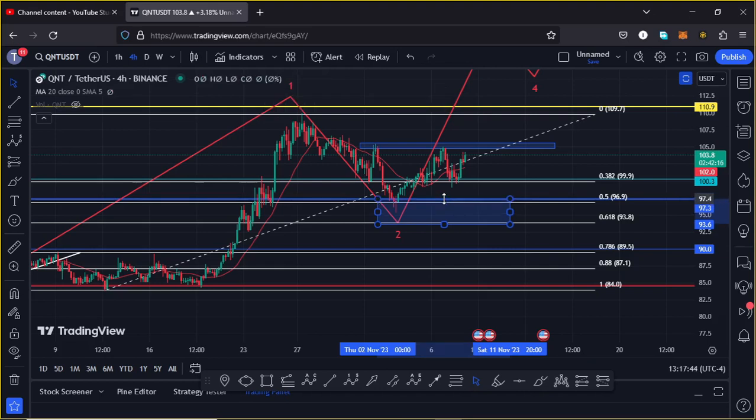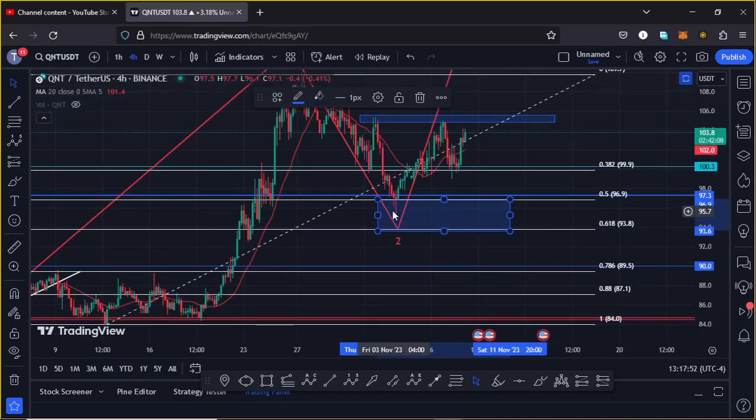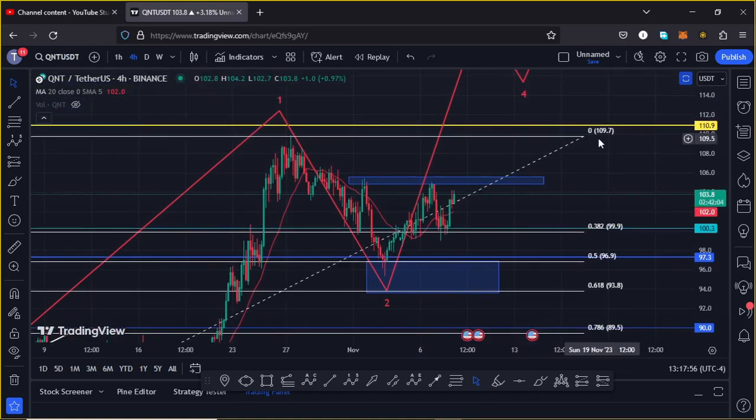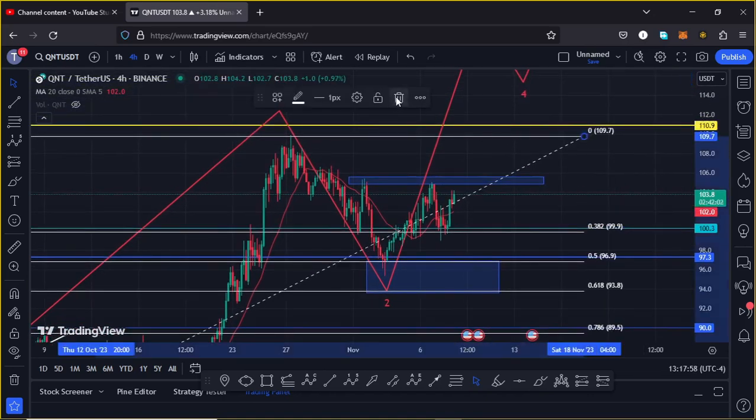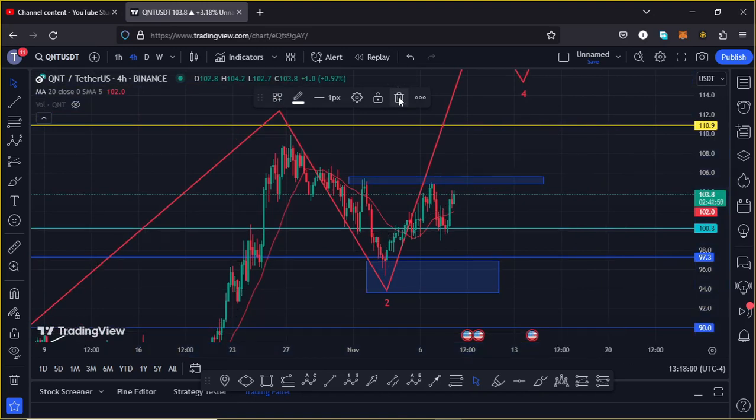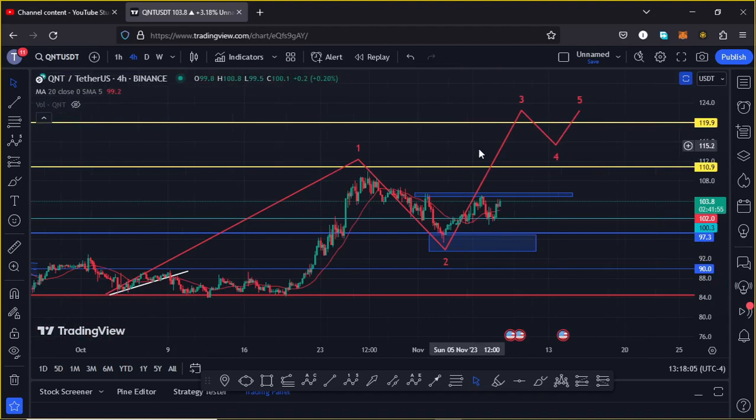But you can easily see that we managed to get into the area between the Fib level 0.5 and the Fib level 0.618, giving us a low at around the $95.3 mark, and there are high chances that we have now bottomed out in the formation of this wave 2, and we are now getting ready for a massive push to the upper side in the formation of this wave 3.